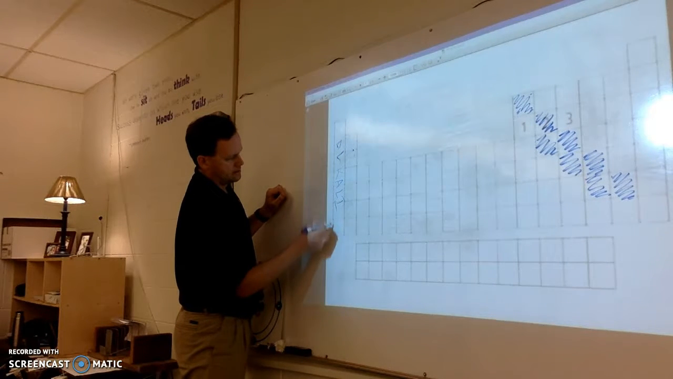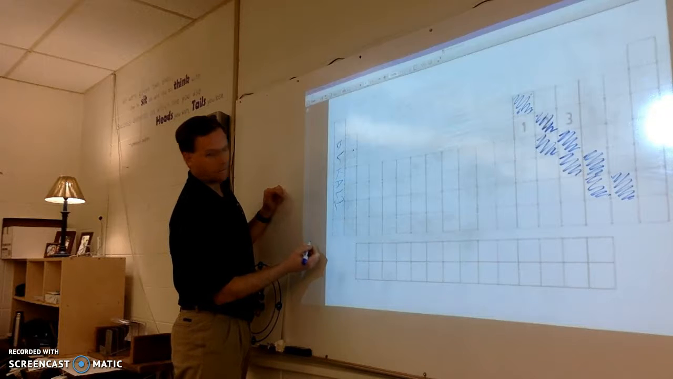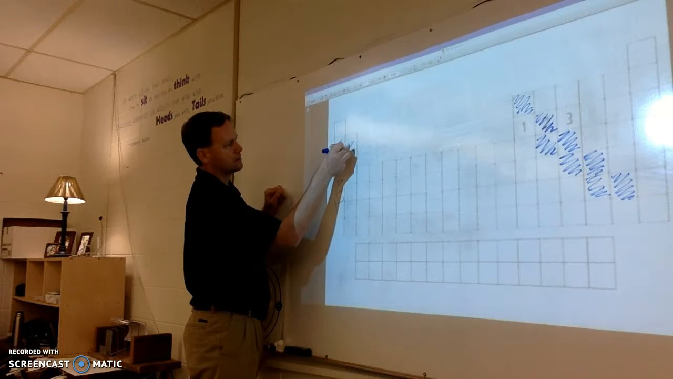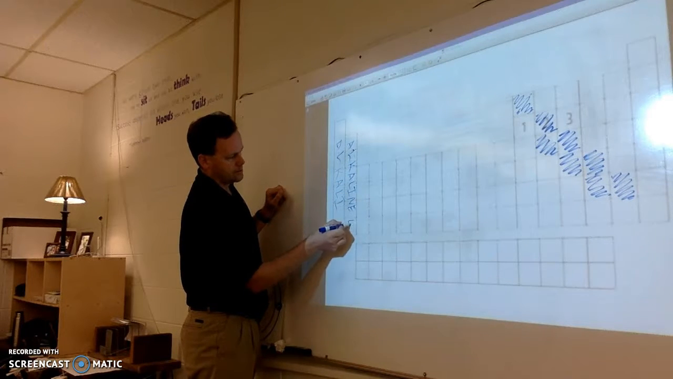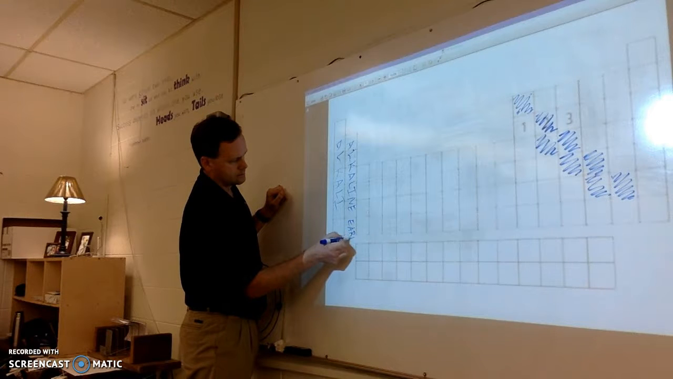Alkali metals. Okay, group 2 are alkaline earth metals. My pencil isn't working so great. Alkaline earth.